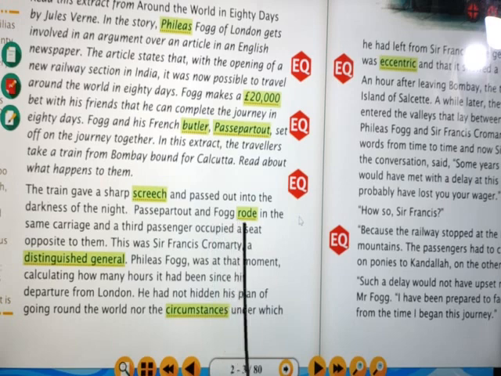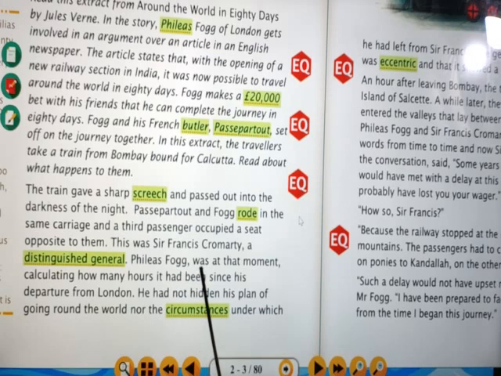The train gave a sharp screech and passed out into the darkness of the night. Passepartout and Fogg rode in the same carriage, and a third passenger occupied a seat opposite to them. This was Sir Francis Cromarty, a distinguished general.